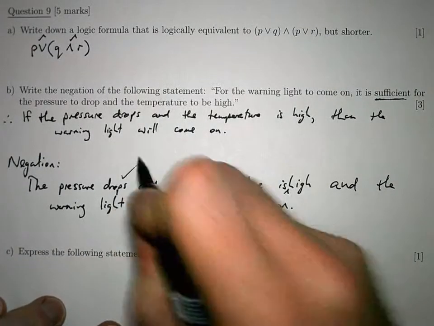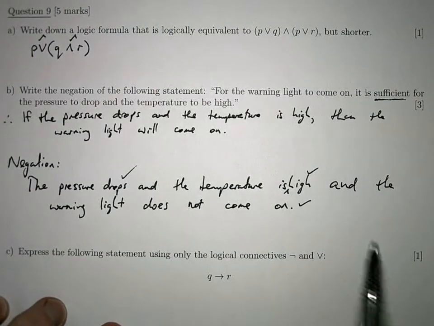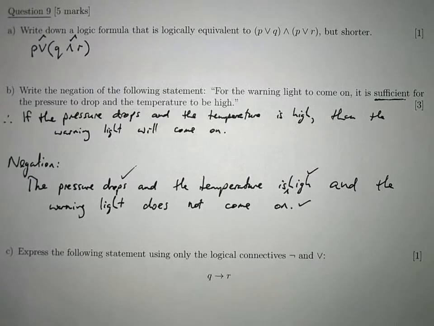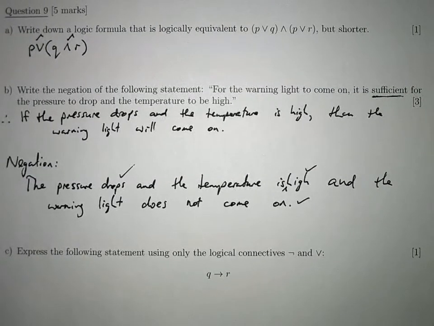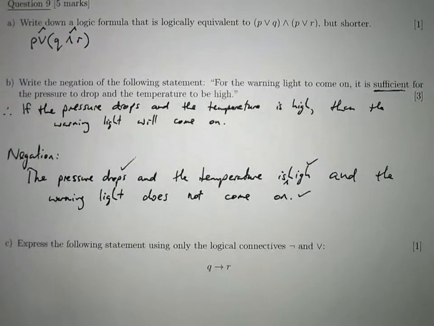So you basically got a mark there, a mark there, and a mark there for the not coming on. But this was a difficult question, and not very many of you got very many marks at all. It's mostly because of the sufficiency. You weren't sure where to get started.